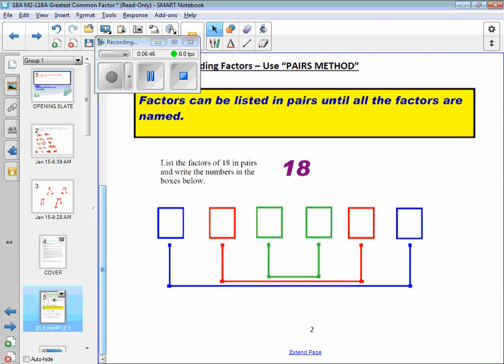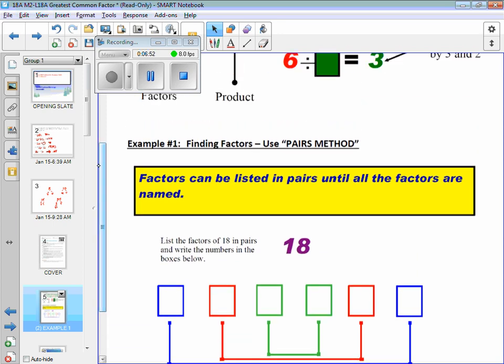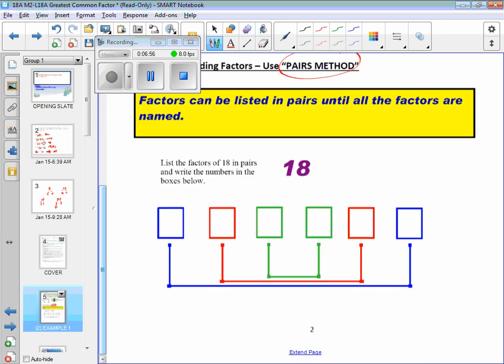There are two different methods we can list the factors for a particular number. This is called the pairs method. Here's how it works. Let's say I have 18. We're going to start off with 1 and itself. So 1 times what makes 18? 18. Listed in the box. And there's a reason why we start wide and work our way in, and I'll explain to you after we're doing all of the factors.